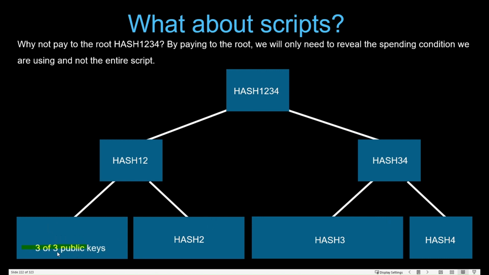For example, if I was just wanting to use the 3 of 3 pub key, all I need to do is reveal this script, obviously, reveal this hash, and reveal this hash. Because anyone could hash these together to get this hash, this with this hash, in order to get this and prove, just like you can on chain now, that this condition was definitely a part of this Merkle tree.